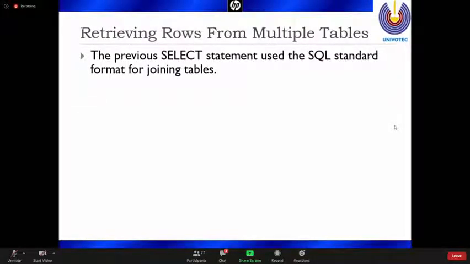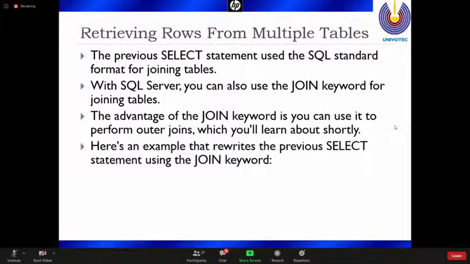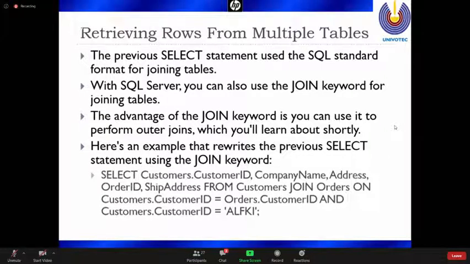Retrieve rows from multiple tables. The previous select statement used the SQL standard format for joining tables. With SQL Server, you can also use the join keyword. In the from clause, you can join. Here we are using join. Select customer dot customer ID from customer join order on that. Without the where clause, you can use from customer join order on customer dot customer ID equals order dot customer ID. Without a where clause, you can use the join keyword here.